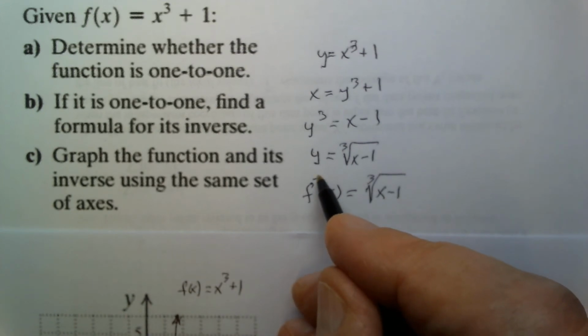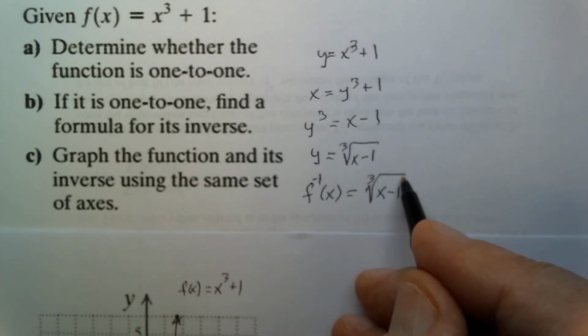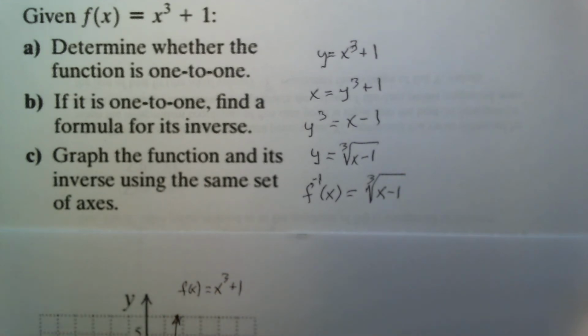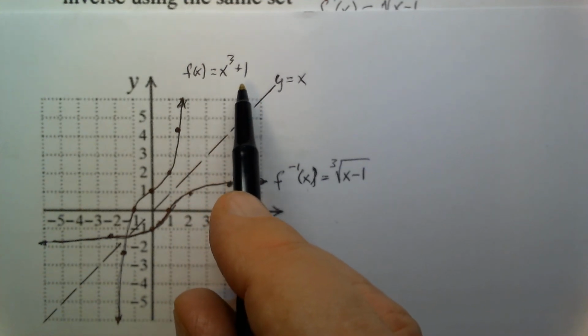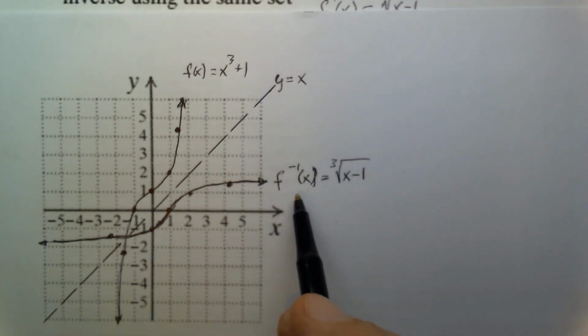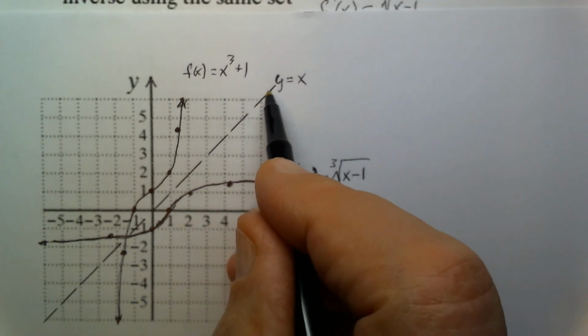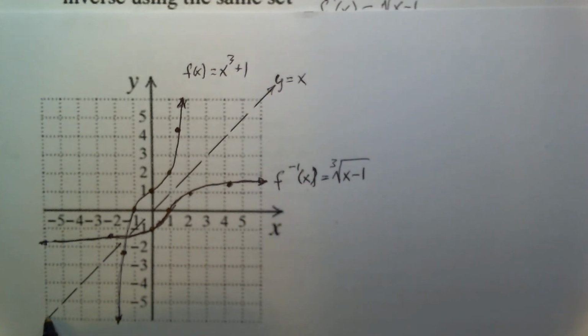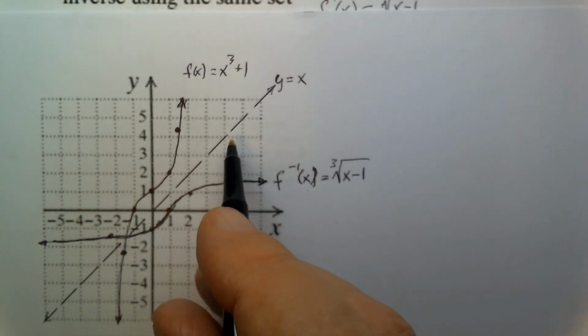Now we want to graph this function, f inverse of x equals third root of x minus 1. And here we have the graphs of f of x equals x to the third plus 1, and its inverse, f inverse of x equals the third root of x minus 1. Again, we notice it is symmetric across the line y equals x. Here's the inverse, and here's the original function, and they're symmetric across this line y equals x.